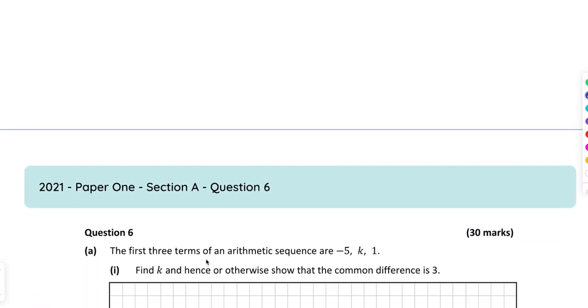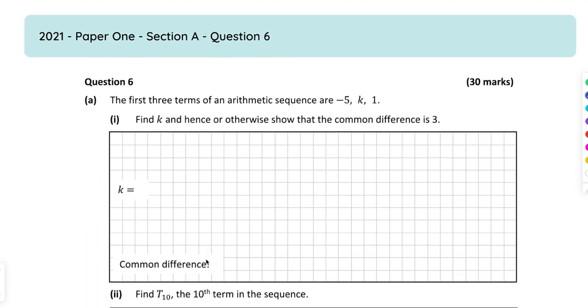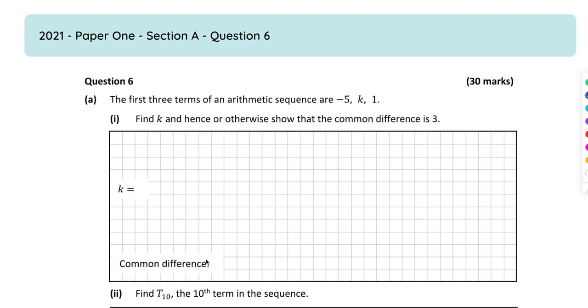The next question then is 2021. And it's question 6 from paper 1. It says the first 3 terms of an arithmetic sequence are minus 5, k, and 1. Find k and hence or otherwise show that the common difference is 3.